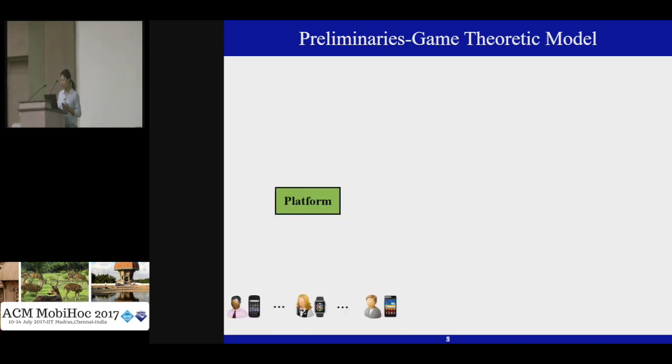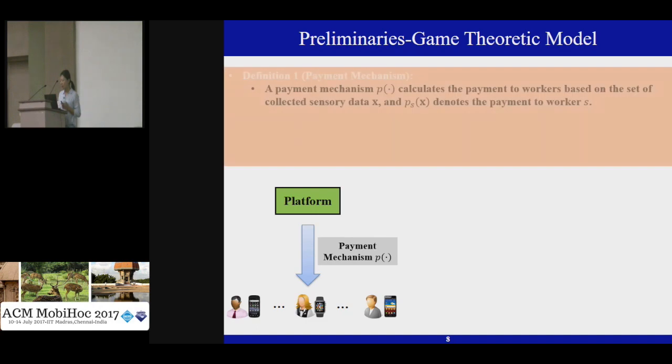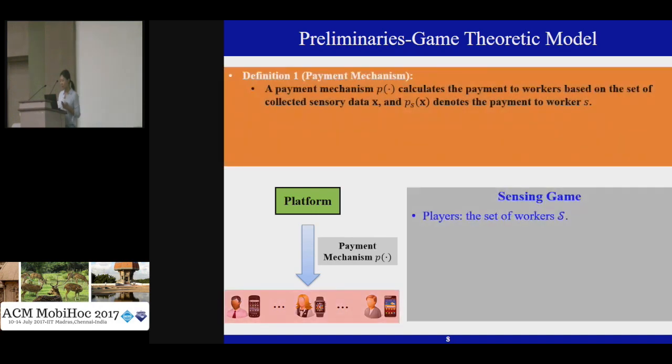As previously mentioned, the workflow of a mobile crowd-sensing system starts with the platform announcing the payment mechanism to workers, which calculates the payment to workers based on the set of collected sensory data. It then induces a non-cooperative game among the workers, which is referred to as the sensing game. The authors assume that the difference between any worker's data and the ground truth follows a zero-mean Gaussian distribution with standard deviation delta.